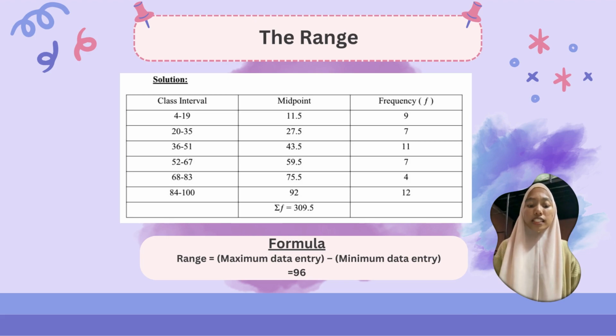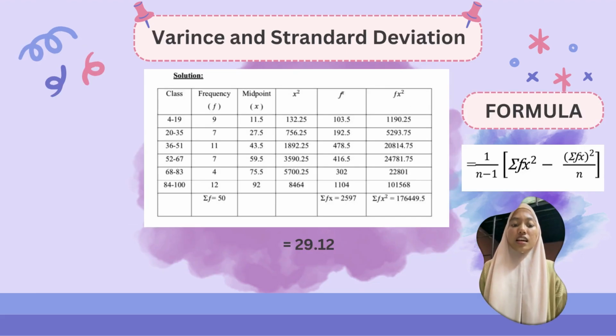The range, which is the difference between a data set's greatest and lowest value, is a statistical measure of spread. Subtract the smallest value from the greatest to find it. Okay, this is the table of the range, which has the class, the midpoint, and the frequency. The formula of range is maximum data entry minus minimum data entry, and the total is 19. Okay, next, variance and standard deviation.